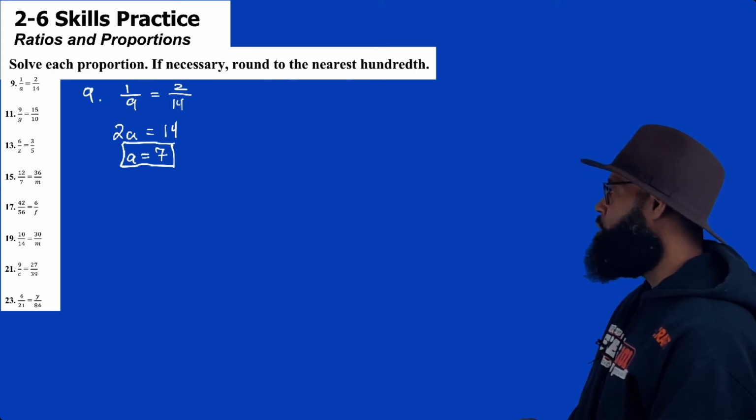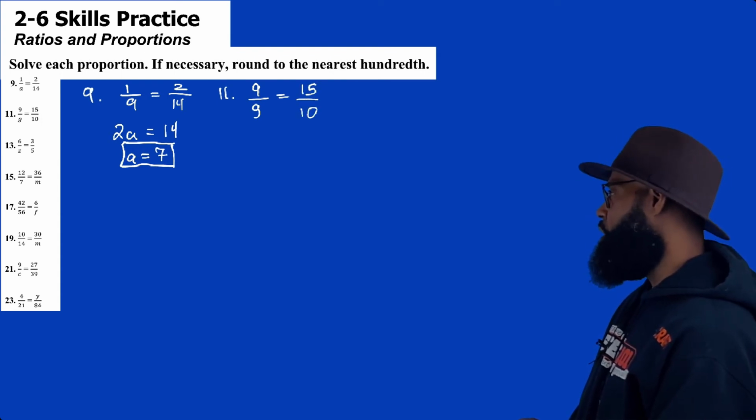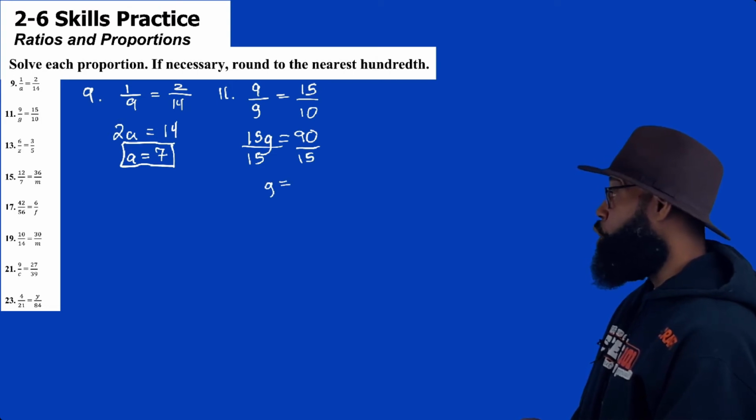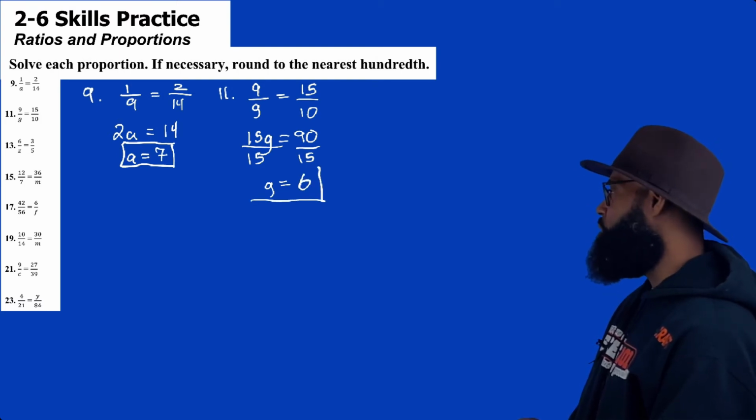So I cross multiply, 2 times A gives me 2A, 1 times 14 gives me 14. So what number times 2 gives me 14? That easy, guys, 7. For 11, you got 9 to G is equal to 15 to 10. So looking at it again, I don't know 9 times what gives me 15, so let me just cross multiply. 15 times G and 9 times 10. So go ahead and divide both sides by 15 because in my head, I don't know. But using a calculator, I always know, right? So 90 divided by 15, and you get your answer of 6.